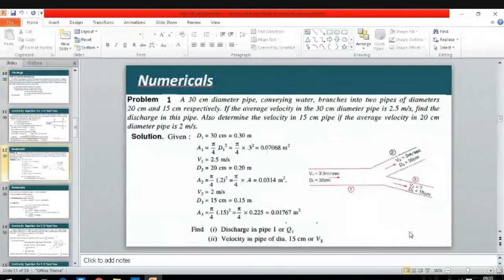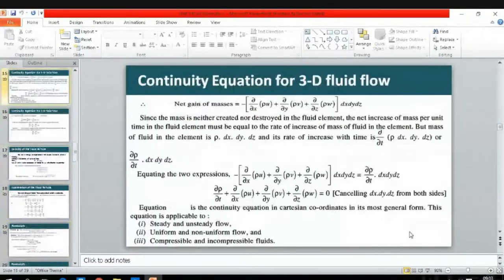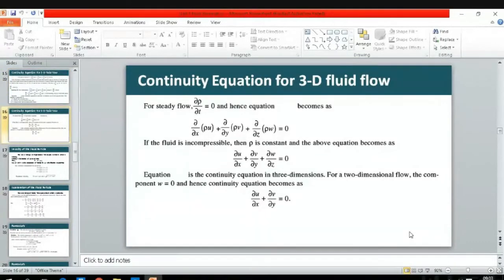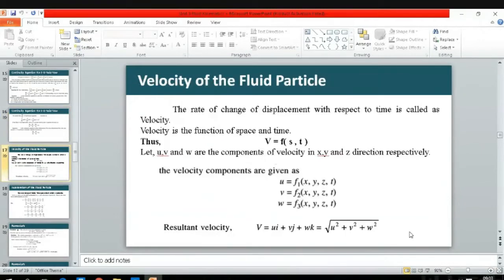Okay. After that, in yesterday's lecture, we had seen the continuity equation for three-dimensional fluid flow, and we had derived the equation for incompressible steady fluid flow. So it is given by del U by del X plus del V by del Y plus del W by del Z equals 0. Okay. For two-dimensional fluid flow, W equals 0. Therefore, it can be reduced to del U by del X plus del V by del Y equals 0.